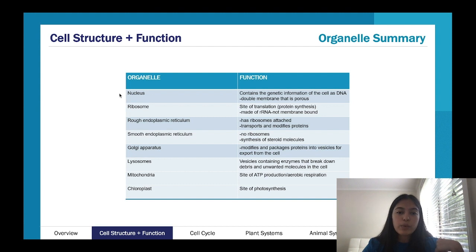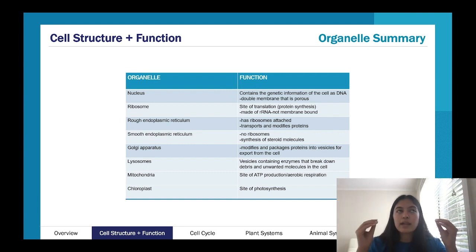So nucleus, really important. We're thinking about the house of our DNA, so our genetic information. Ribosomes, really important for protein production. You'll learn about the nitty-gritty details of protein production a little bit next year. Our endoplasmic reticulums, we're thinking packaging and transport. You can see here it's got modification as well of our proteins.